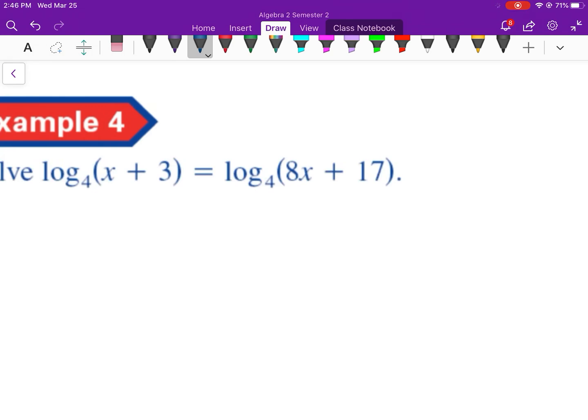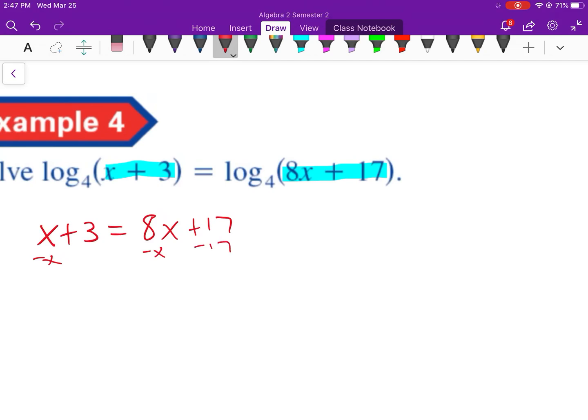Now we have log base 4 of something equals log base 4 of something. If it's log base 4 of something equals log base 4 of something, the arguments should be the same. So in this case, when you have two logs on both sides that have the same base, all you're going to do is take the arguments and set them equal to each other.